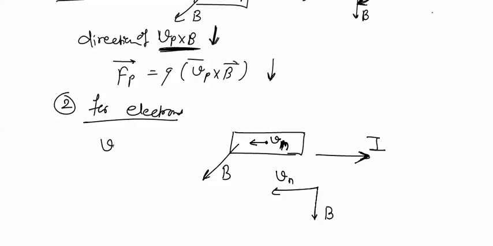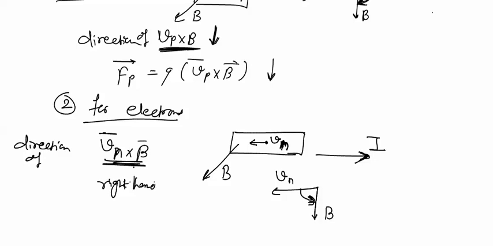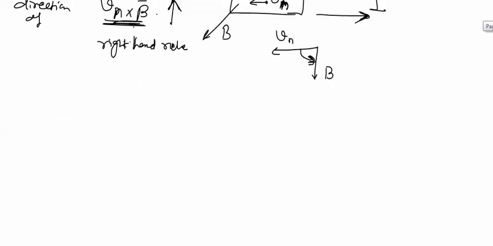Again we have to calculate Vn cross B. We are again interested in the direction of Vn cross B. So using right hand rule, direction of Vn cross B can be calculated, and according to right hand rule the direction of Vn cross B is upward. Last time it was downward for holes, but this time it is upward for electrons.